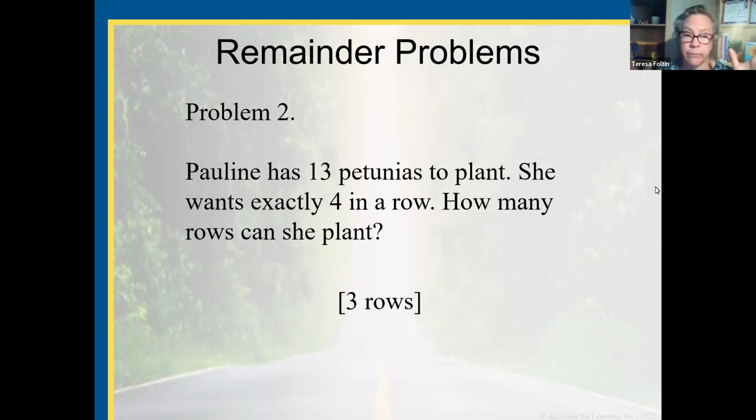She can only plant 3 rows because she wants 4 in each row. Now, she could throw away that extra petunia. She could sell it. She could plant it somewhere else. She could give it to a friend, right? Those are really acceptable answers on what to do with that extra petunia. But the answer is 3 rows.